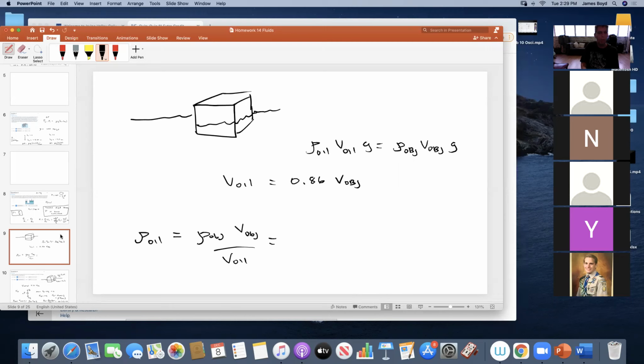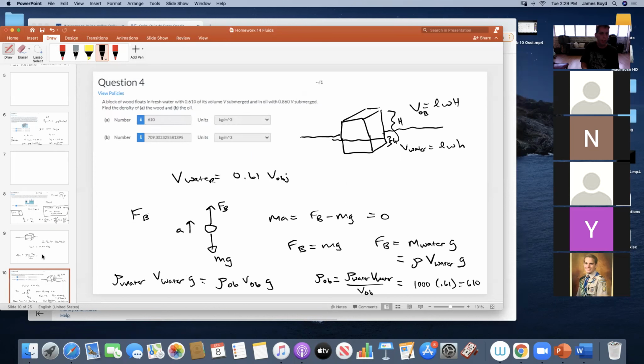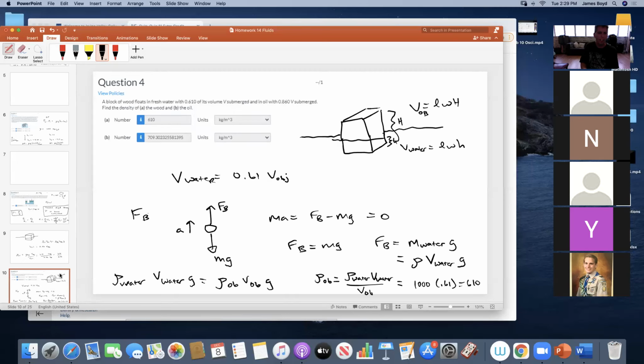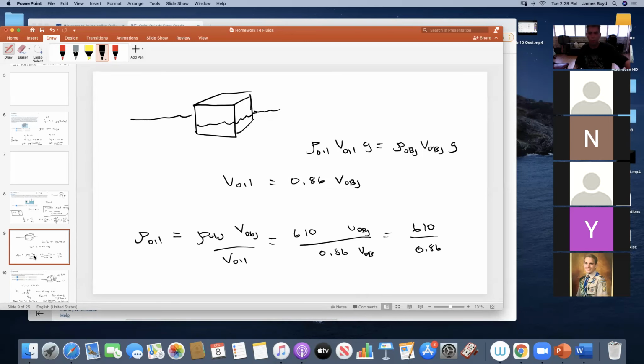And we said that the density was 610. So this is 610 times the volume of the object over V of oil, which is 0.86 V of object, and V of object, those obviously cancel. So you get 610 divided by 0.86, which is about 709. If you run it through your calculator, to be safe, I will do that to make sure I didn't do anything weird. Yeah, 709.3.